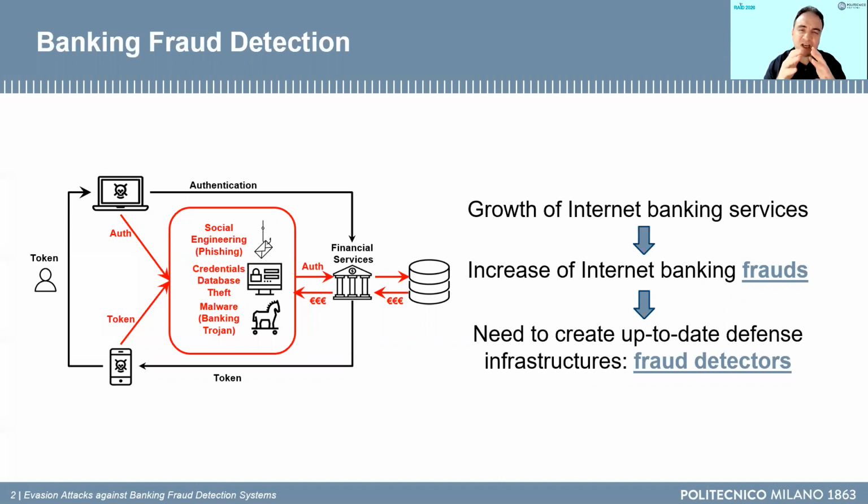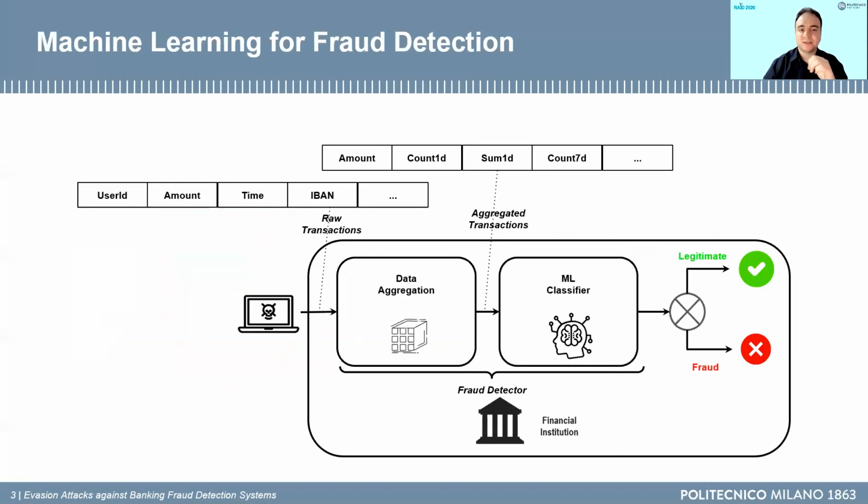In recent years, the use of internet banking services has increased, allowing users to perform operations remotely. As a result, the number of frauds caused by cybercriminals has also increased, leading to millions of US dollars in losses every year. This raises the need for up-to-date fraud detectors, systems able to detect suspicious transactions. Modern fraud detection systems are based on machine learning and identify fraudulent transactions as deviations from historical users' behaviors, built on the basis of past transactions.